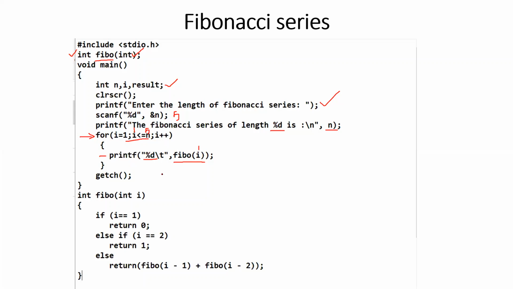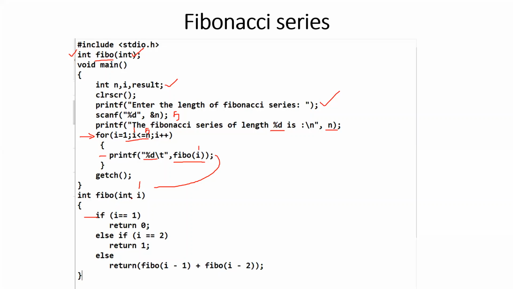So the actual argument is 1. When we call Fibo, the control will be moving from here to here. The actual argument value will be assigned to the formal argument, I equal to 1. And then it will move on to the body of the function. Now what will be the first line it will execute? If I equal to 1.